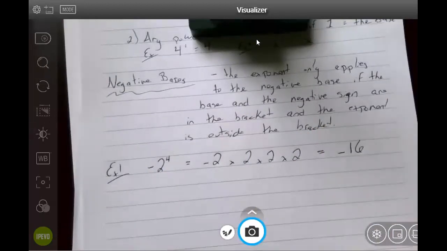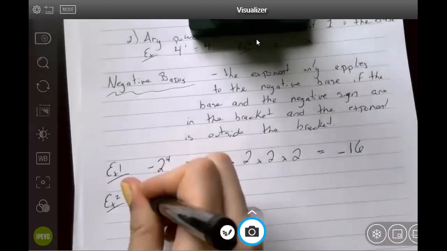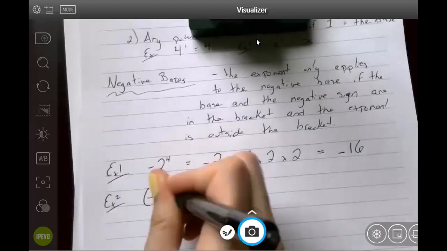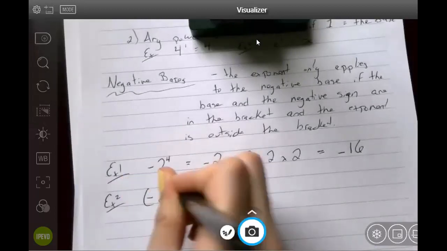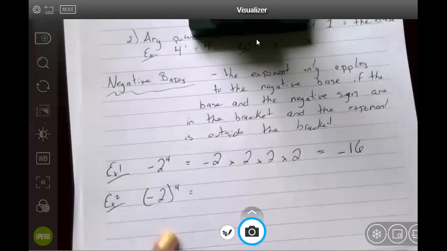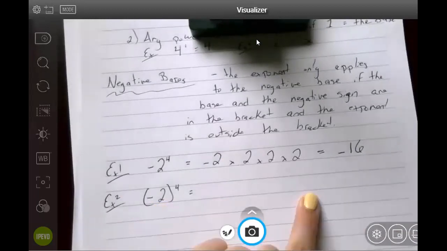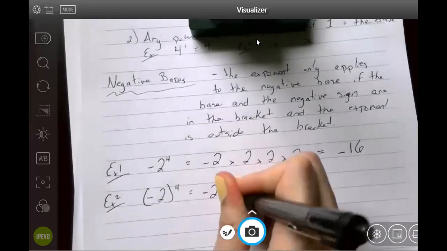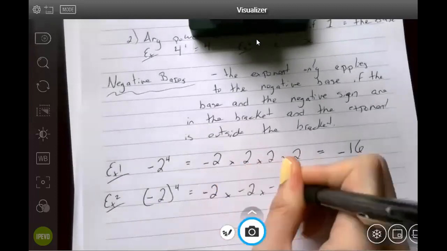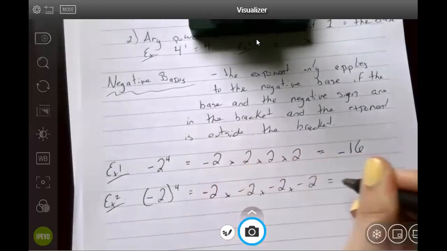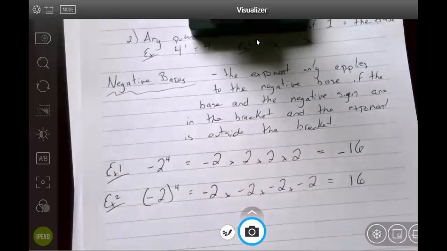If, on the other hand, you have something like this, where you've now got the negative 2 in brackets and the exponent on the outside of those brackets, that means that the negative and the 2 are held together for the entire repeating multiplication. So it'd be negative 2 times negative 2 times negative 2 times negative 2, which would equal positive 16 instead.